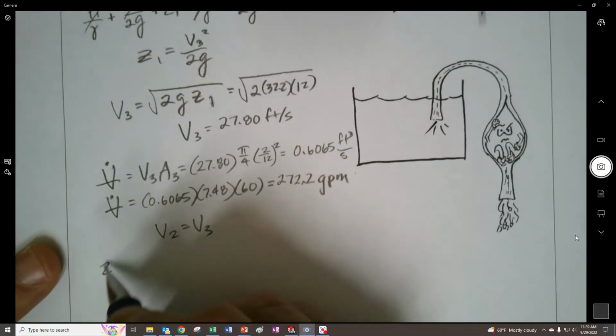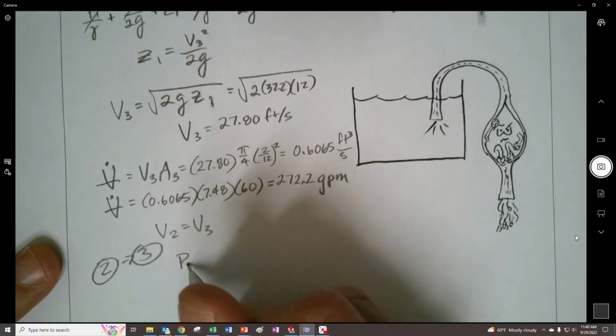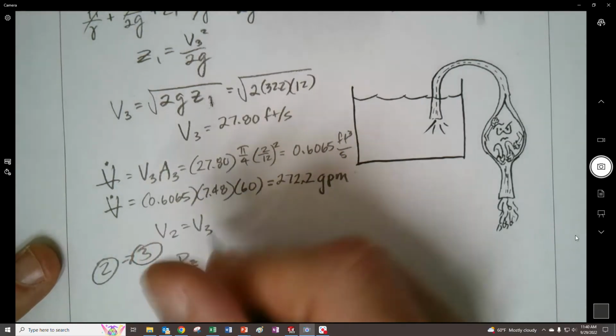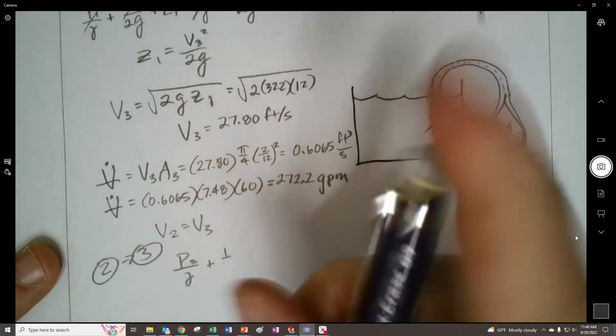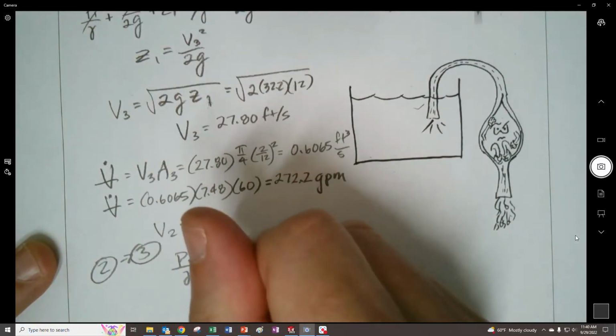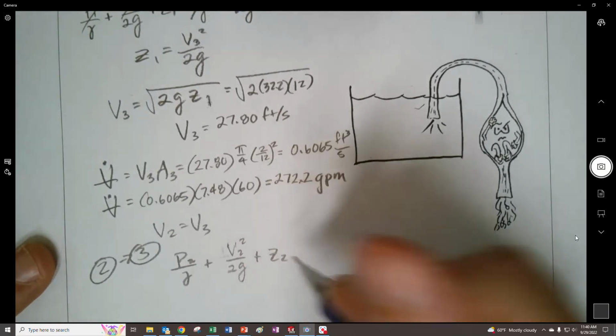So between 2 and 3, let's go Bernoulli 2 again. P2 over gamma, plus, sorry, it's going to be V2 squared over 2g plus Z2.